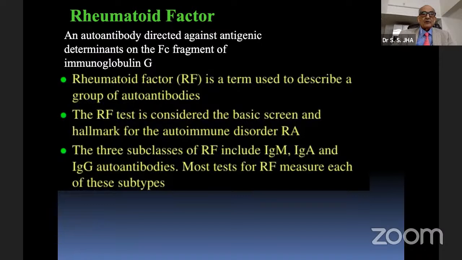Rheumatoid factor, what it is. This also is an autoantibody directed against antigenic determinants on the Fc fragment of immunoglobulin G. Rheumatoid factor is a term to describe a group of autoantibodies. This test is considered the basic screening test and is the hallmark of the autoimmune disorder rheumatoid arthritis. It has three subclasses, and they are IgM, IgA, and IgG autoantibodies.